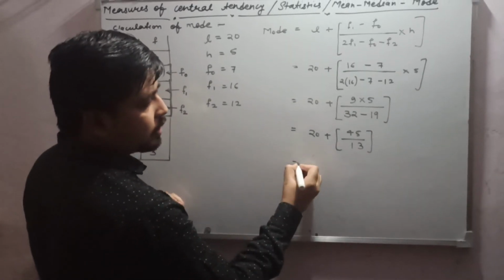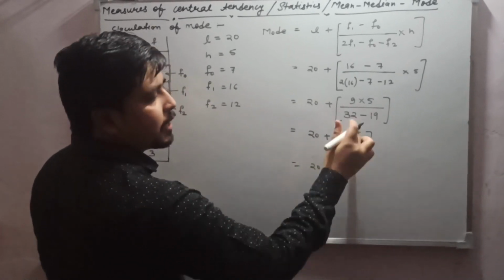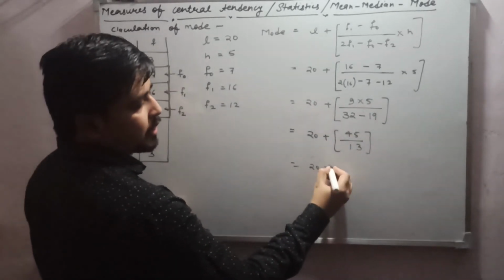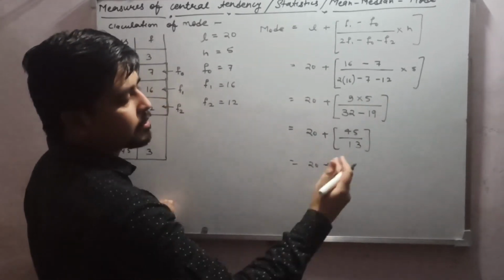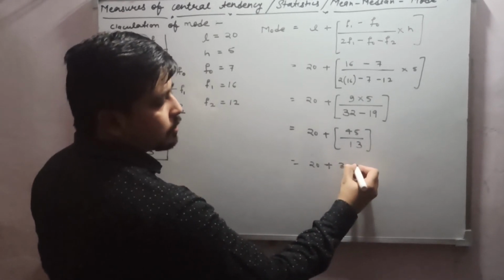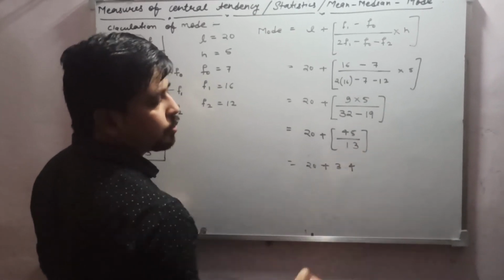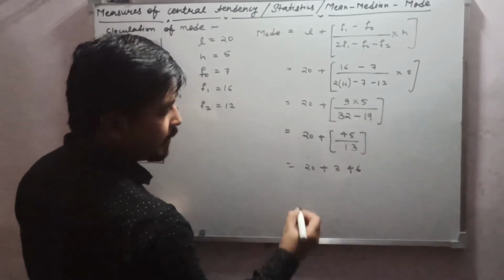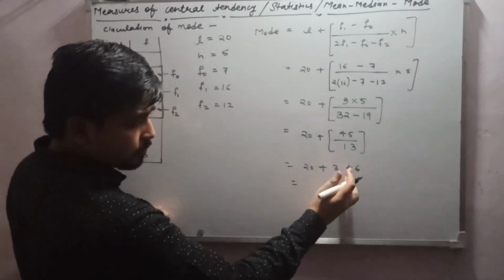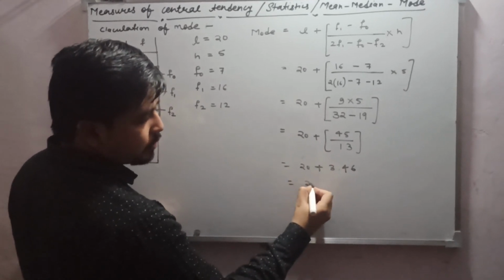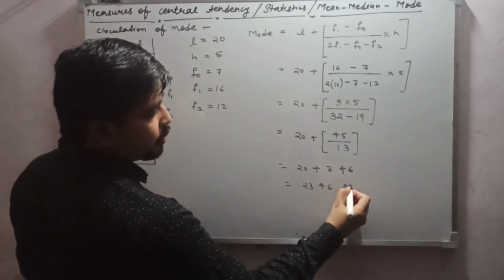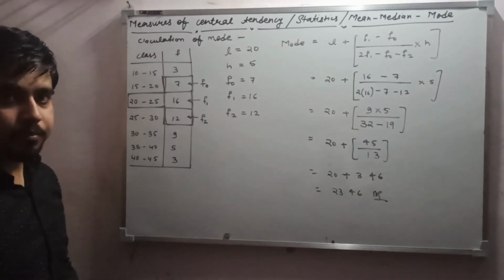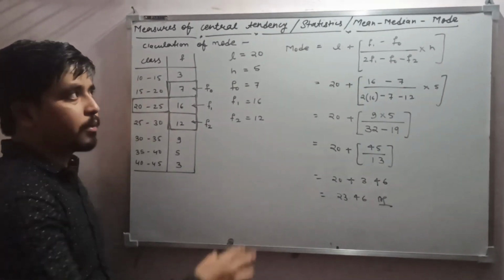Now 20 plus 45 divided by 13, because they do not cancel each other, so we divide. 13 threes are 39, remainder 6, 13 fours are 52, remainder 8, then 13 sixes are 78. So 20 added gives 23.46 as your answer. This is called the mode.